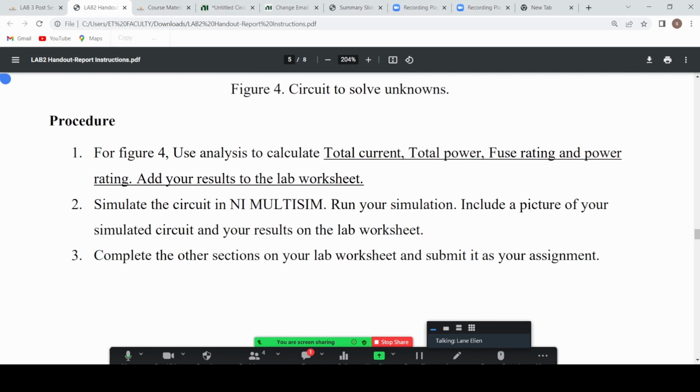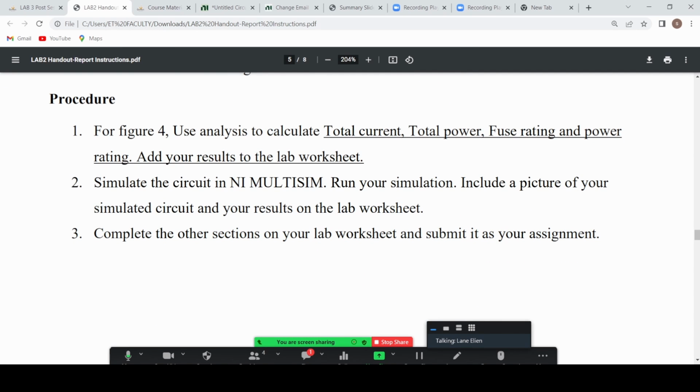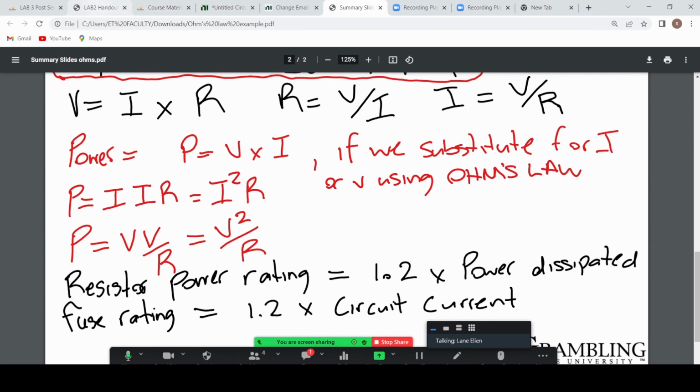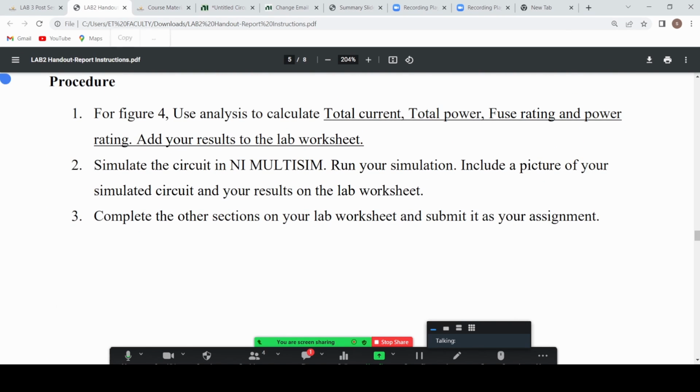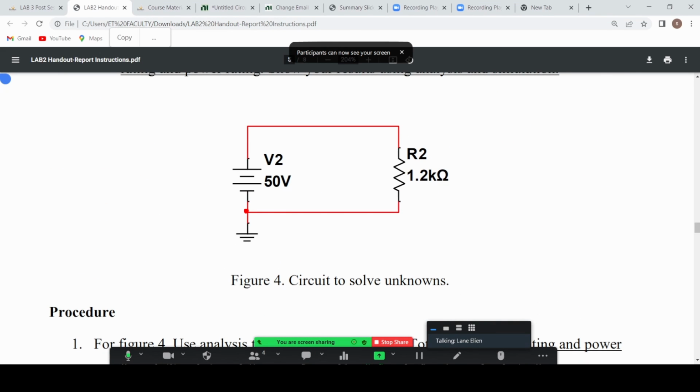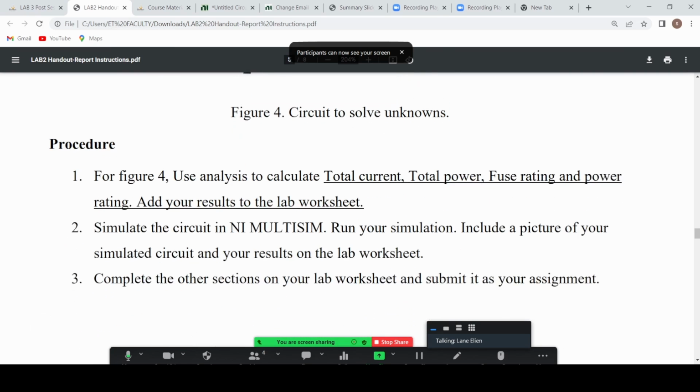So what is the procedure? Use analysis to calculate the total current, total power, fuse rating, and the power rating. Add your results to your lab worksheet. Again, I already gave you a sample worksheet that you can follow, so you're going to use the sample worksheet to solve this problem. Any questions about this? This is number 1 in the procedure we're given. And the problem is very simple: 50 volts here, 1.2K here, right?